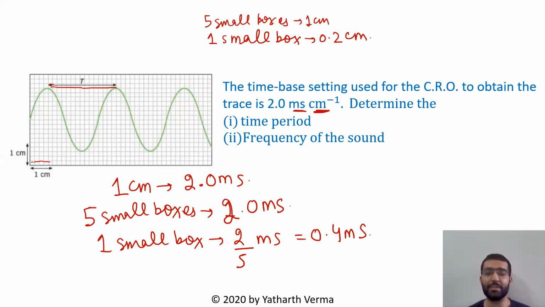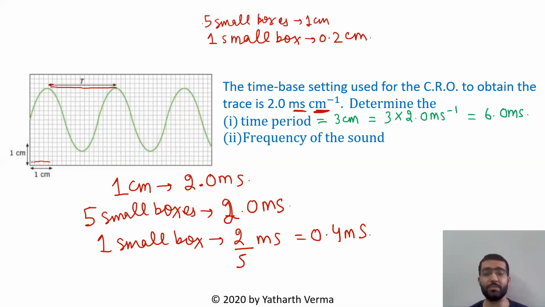So now my time period is what? 15 small boxes. That means 5 small boxes was 1 centimeter. Now time period, so what I will do, let me write with a different color here. Time period is equal to 3 centimeters, because 15 small boxes, right? And 3 centimeters is 3 into 2 milliseconds, which becomes 6 milliseconds. So basically, my time period over here is 6 milliseconds.